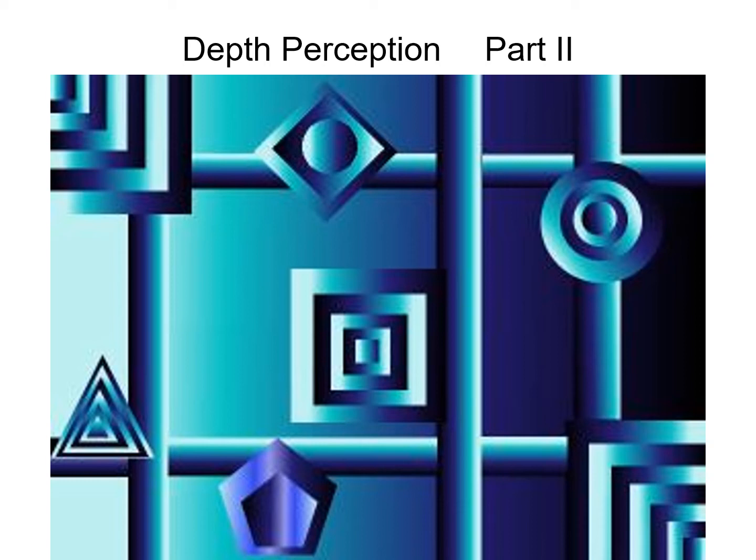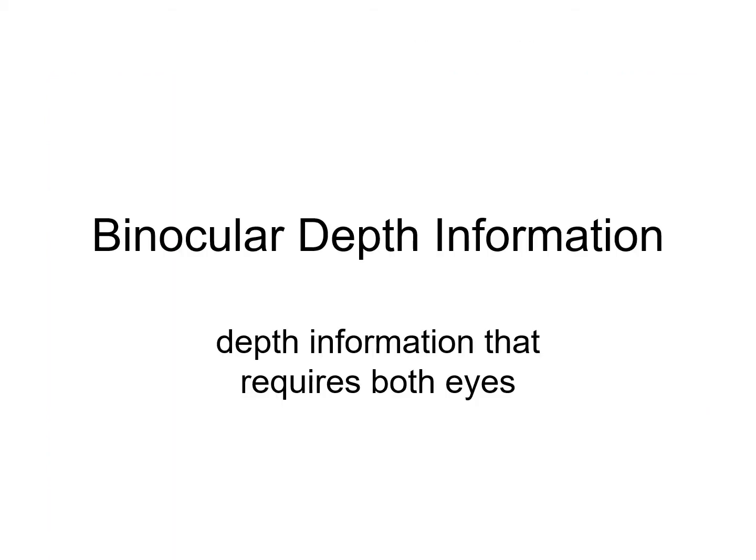In this second part of depth perception, I'm planning to get through the binocular cues to depth perception, and then I think I'm going to stop. Just a reminder that the binocular cues to depth perception is the depth information that requires both eyes, so bi meaning two and ocular meaning eyes.